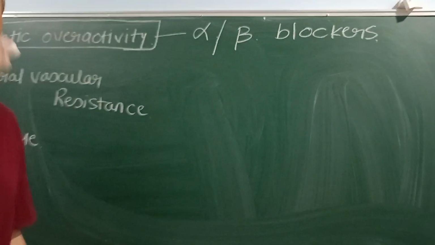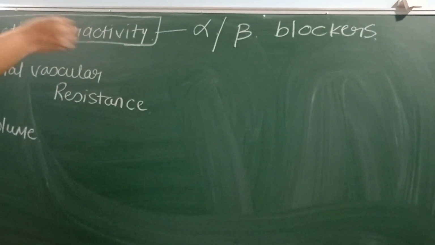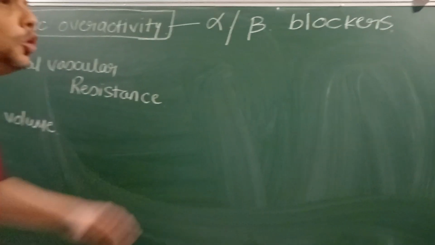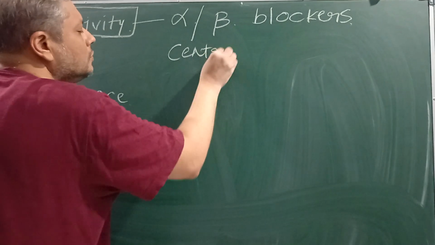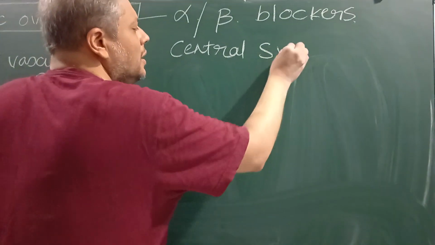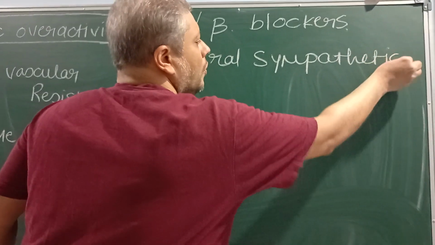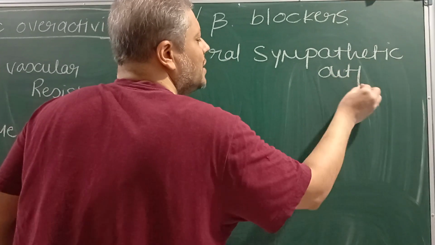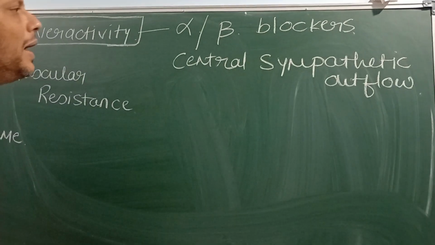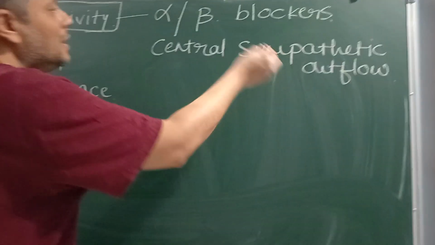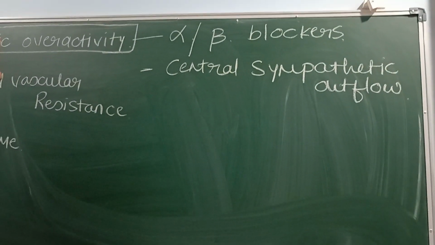Now there is another factor by which you can reduce the sympathetic overactivity: you reduce the central sympathetic outflow. If you reduce this central sympathetic outflow, obviously the peripheral exit will not be there. So these are another group of agents, central sympatholytics.